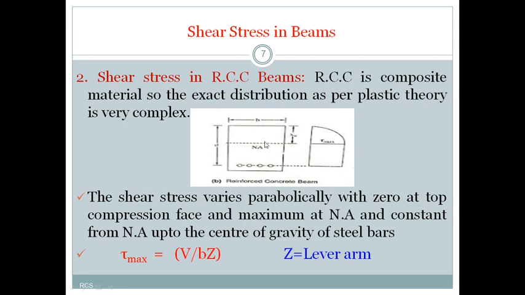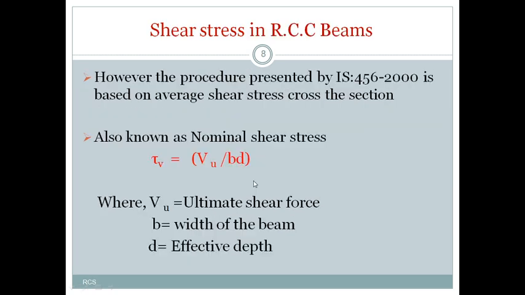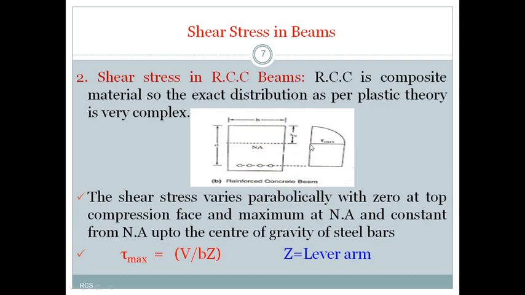But to overcome this problem, our code has given one recommendation. As per IS 456-2000, nominal shear stress or average shear stress can be calculated based on the Vu by bd formula. That means here the IS code considers this tau v, the nominal shear stress or the average shear stress, like this. So from here to here it will start and form a rectangular distribution. We are considering here a rectangular distribution, and we call it the average shear stress.